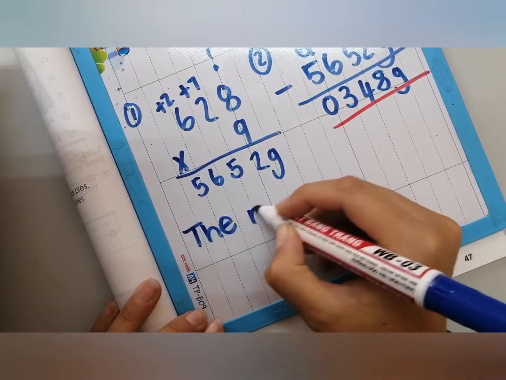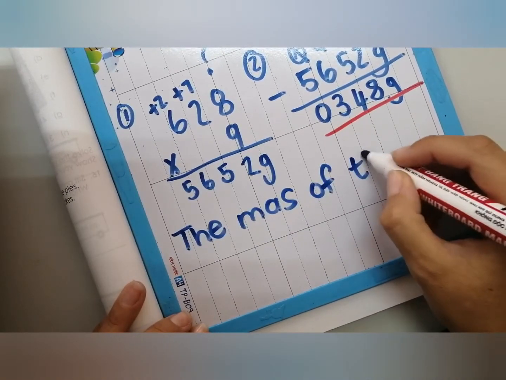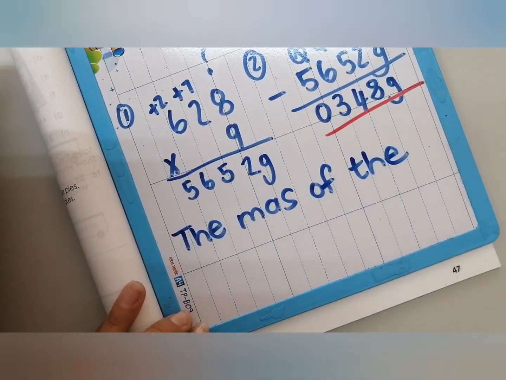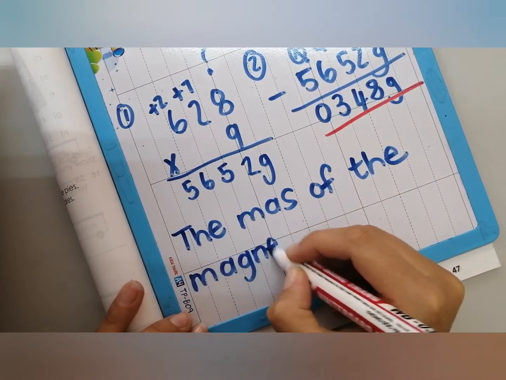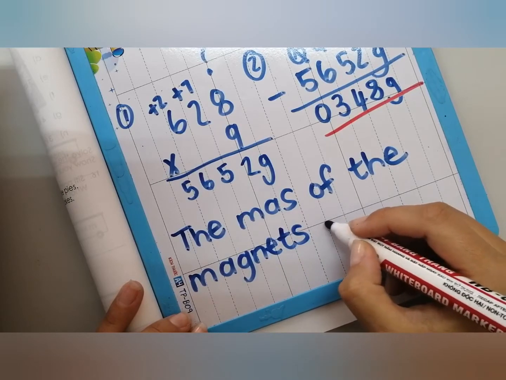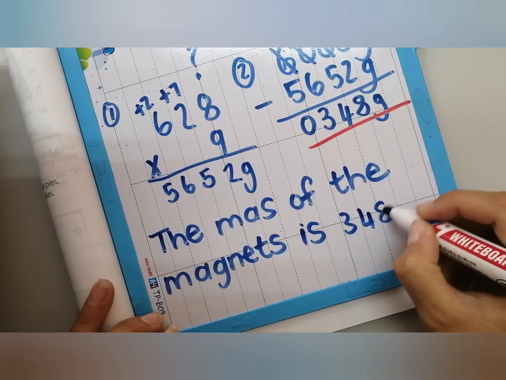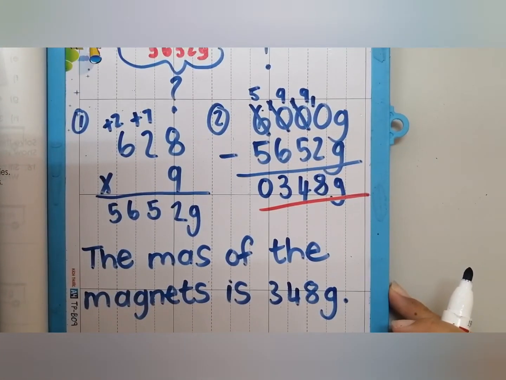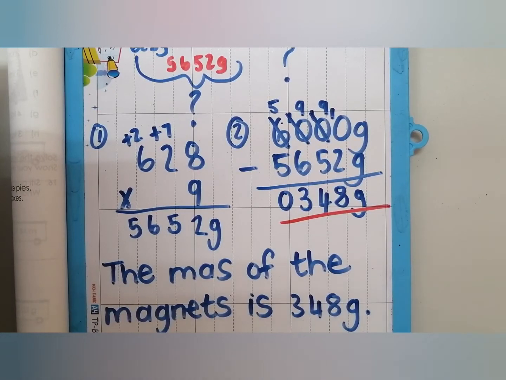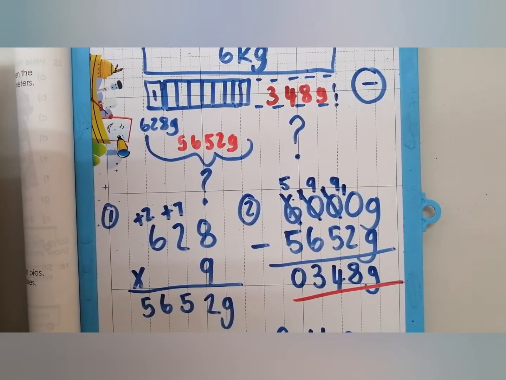The mass of the magnets is 348 grams. And that is exactly how you finish this 2-step problem-solving sum for mass.